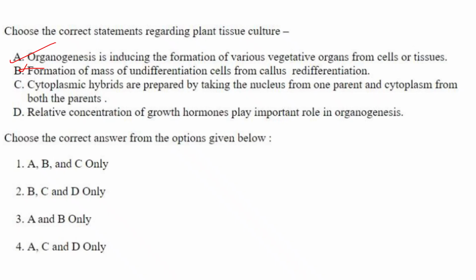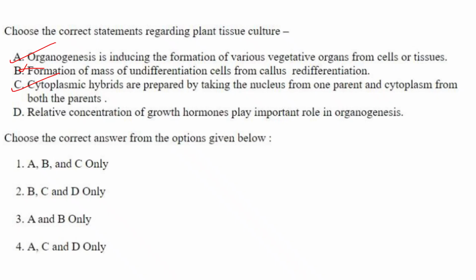Then cytoplasmic hybrids are prepared by taking the nucleus from one parent and cytoplasm from both the parents. Yes. Hybrids are produced by fusing protoplasts containing the nucleus of one parent but cytoplasm, that is mitochondria and chloroplast, from both the parents. So that is correct.